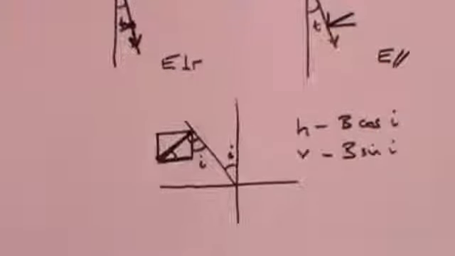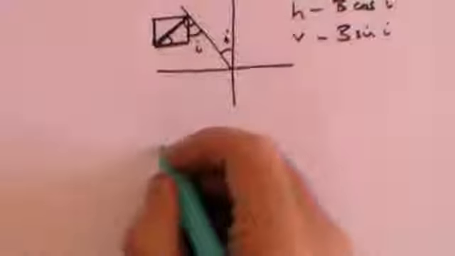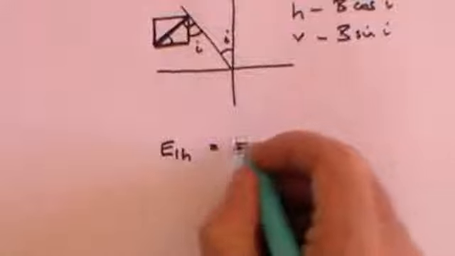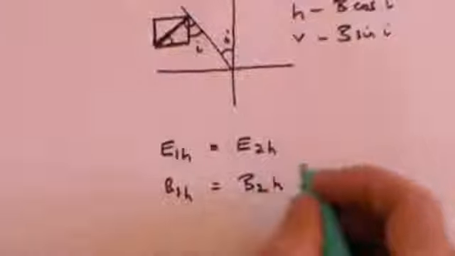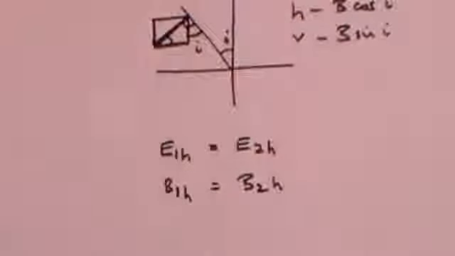Now, although we defined 4 boundary conditions, we're actually only going to need 2. And they are that E1H equals E2H and B1H equals B2H. That is to say, the horizontal components of the E field transport across the boundary, and the horizontal components of the B field transport across the boundary. So any component of the electric or magnetic field which is parallel to the boundary or horizontal to the boundary is going to transport across it.